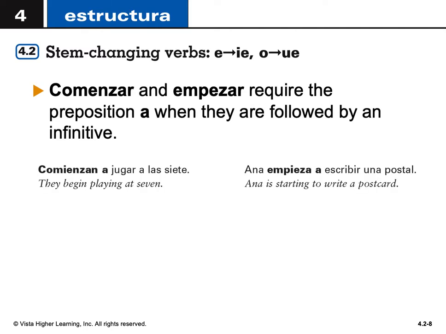Comenzar and empezar require the preposition a when they are followed by an infinitive. So comienzan a jugar a las 7. Again, not something we want to get caught up in literally translating because that will get us into trouble and confused. Just memorize it, that it's a part of the phrase when it's followed by an infinitive. Comienzan a jugar a las 7. They begin playing at 7. Ana empieza a escribir una postal. Ana is starting to write a postcard.